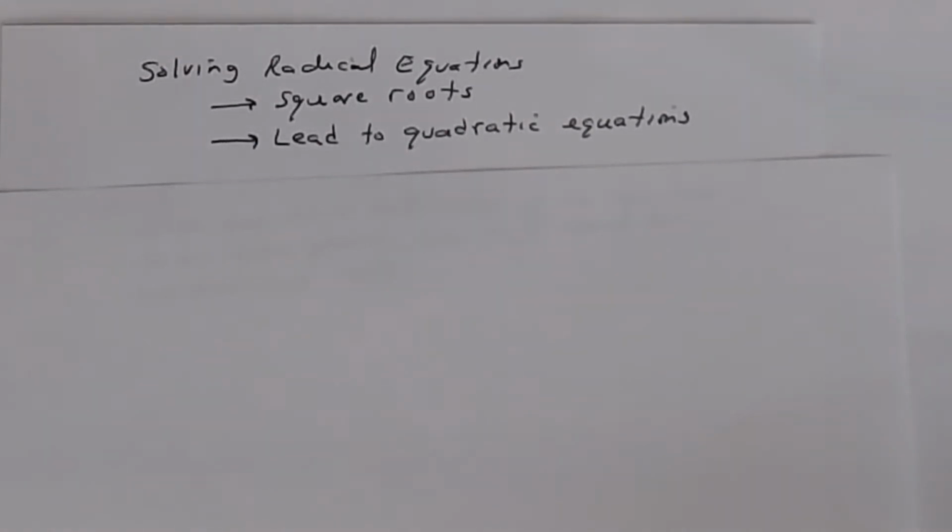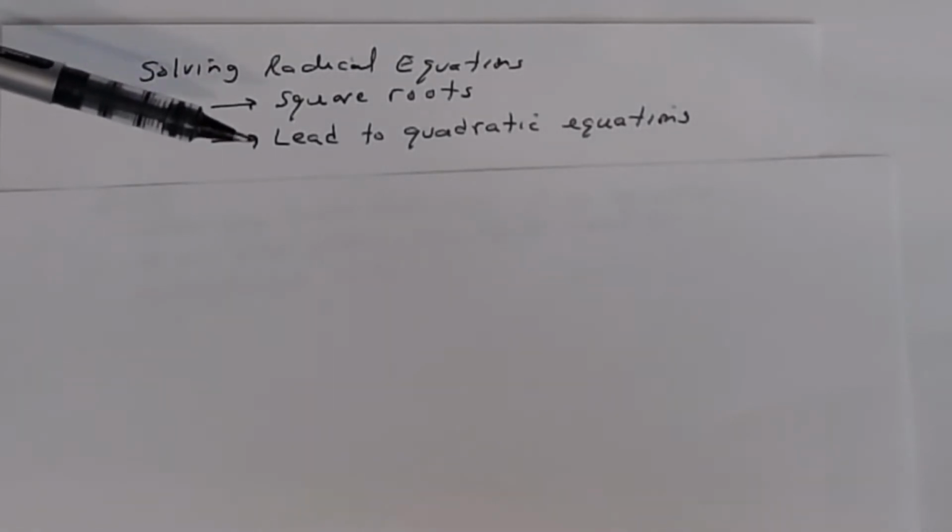Okay, so in this lesson, we're going to continue our study on solving radical equations, and these radical equations will end up being square root equations. Now, these square root equations that we're going to solve will lead to quadratic equations. So in a previous lesson, when you solved quadratic equations, they led to linear equations. Now you can look at situations where they're going to lead to quadratic equations.